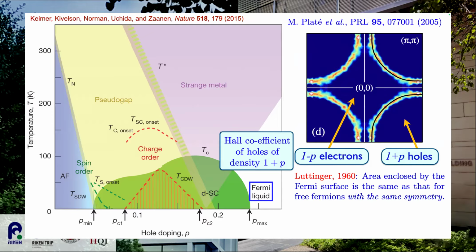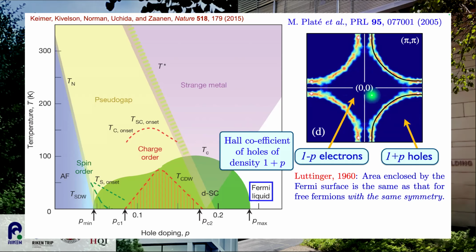And that is a verification of a fundamental theorem of solid-state physics, the Luttinger theorem from 1960, that the area enclosed by the Fermi surface is the same as that of free fermions, that interactions don't renormalize the area. Correspondingly, if you measure the Hall effect, which is another way to measure the density of mobile carriers, you get the Hall effect just as expected of 1 plus p.